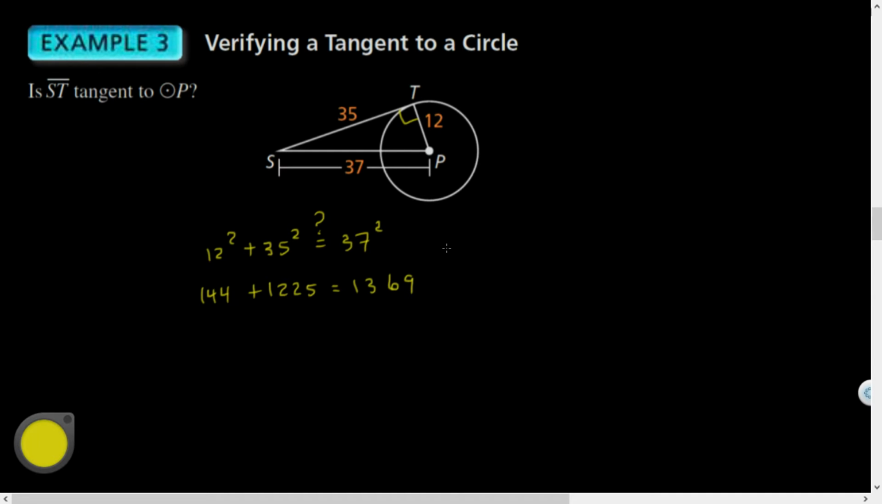All right. And 1225 plus 144. That's true. And therefore, ST is tangent. And that means that 12, 35, 37 is what special set of numbers? What type? A Pythagorean triple.